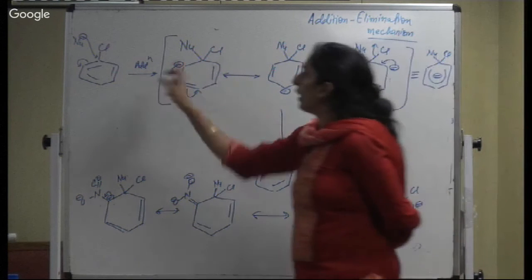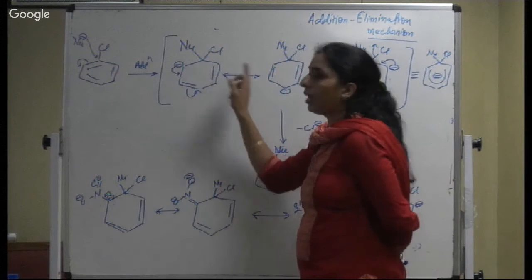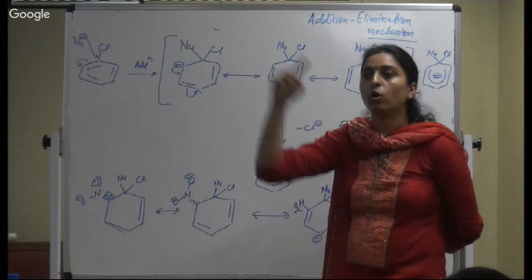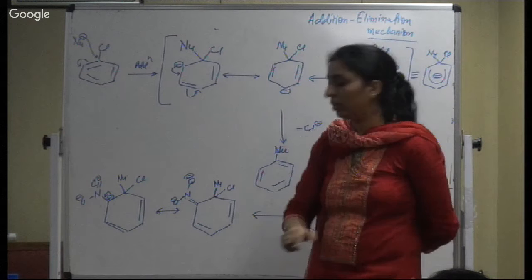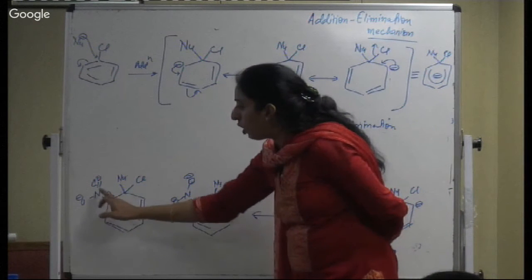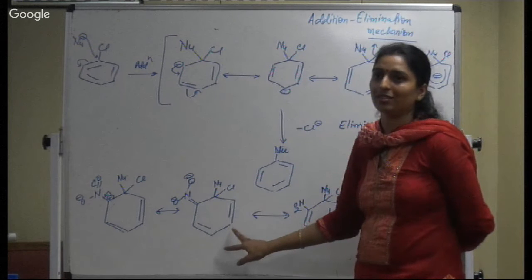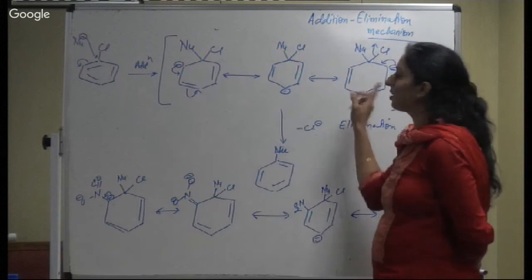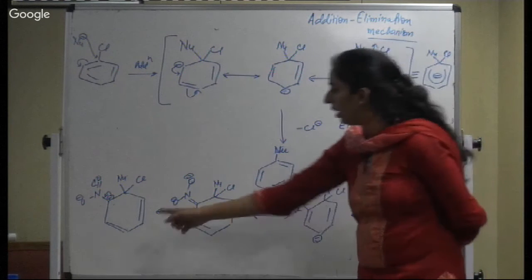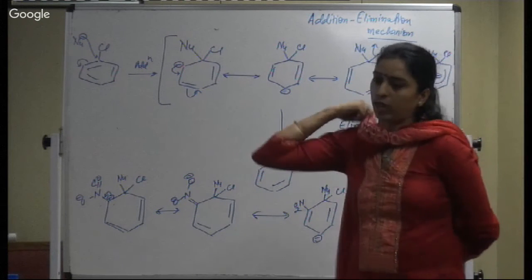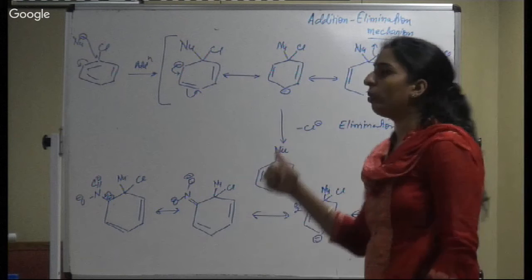Whenever you are putting electron withdrawing groups onto the aromatic ring, those electron withdrawing groups at ortho and para withdraw the density and will give an additional resonating structure. How many resonating structures are there? 3. Here you have 4. Secondly, look at the negative charge. On which atom can you observe the negative charge?